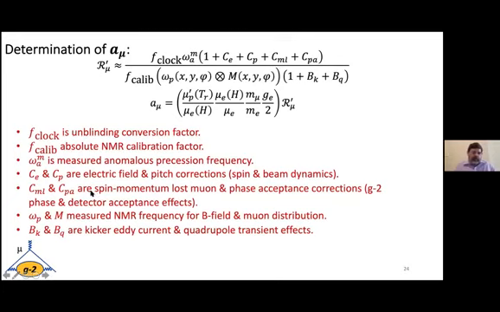We also have some detector-based effects, so we have a spin momentum loss muon and phase acceptance corrections, and that's basically due to detector acceptance effects affecting the g-2 phase that's associated with the anomalous precession frequency. And as I mentioned before, we have to combine the magnetic field measurement and the distribution of muons. And then we also have to apply a couple of magnetic field corrections due to kicker eddy currents and quadrupole transient effects.